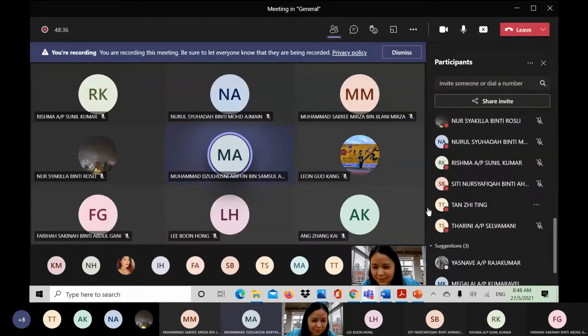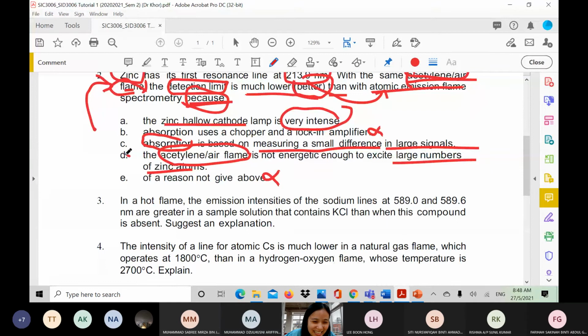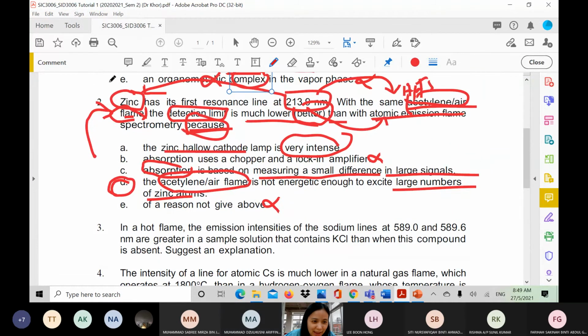Can you repeat the answer? Is it B? Yes, the answer is D. Because for this acetylene flame, our target analyte is zinc. It's a transition metal, right? So we need high energy. For AES, we need high temperature from the energy source to excite this zinc. If we use this acetylene air flame, it is low energy.